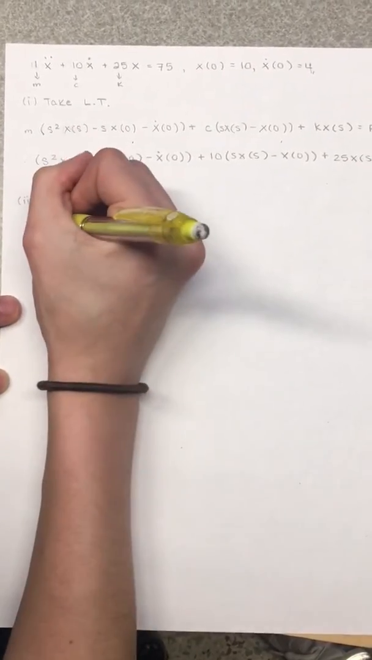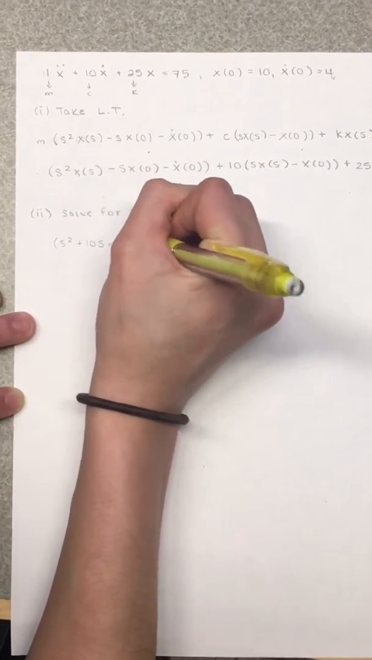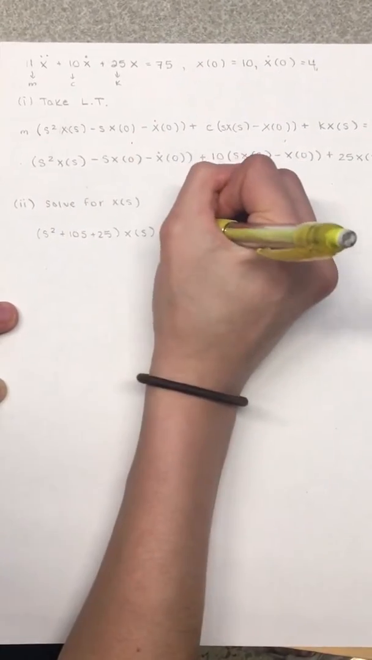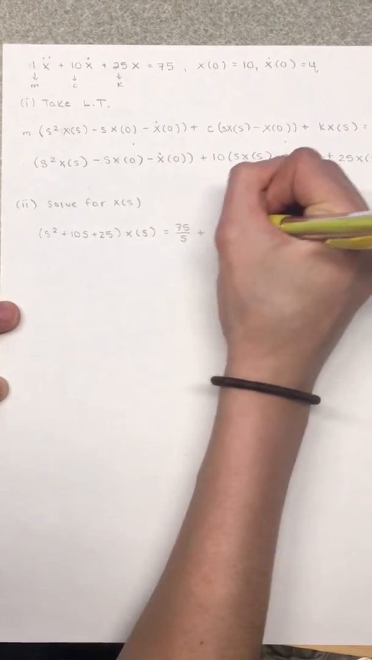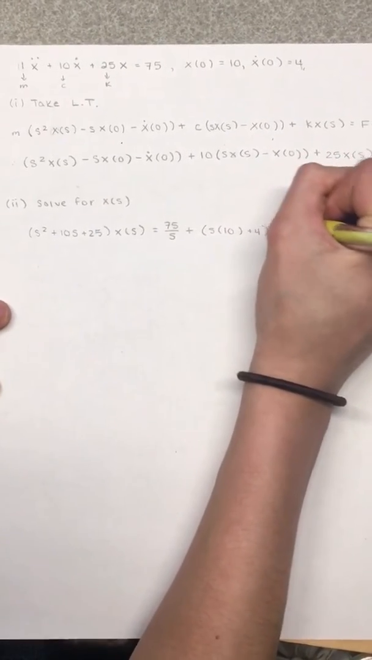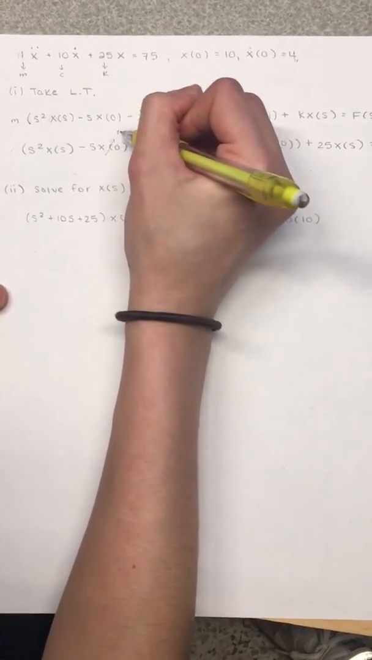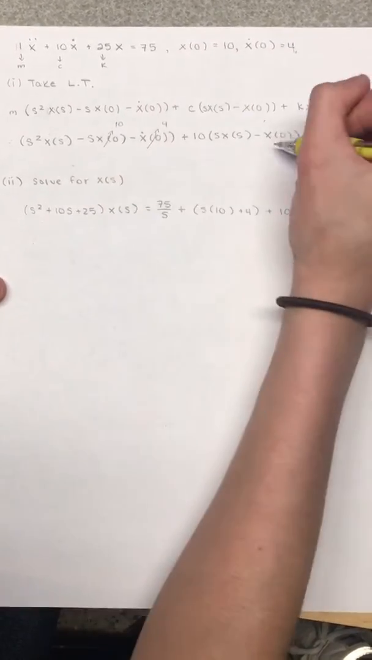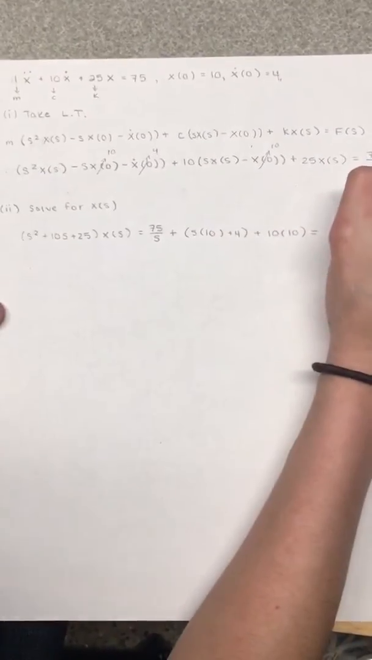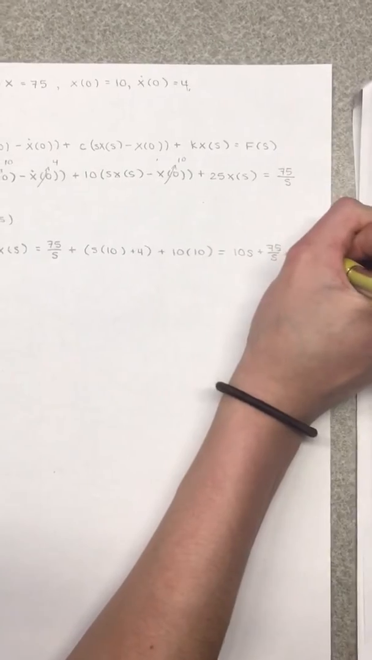So we're just going to rearrange this into an easier form. So (s squared plus 10s plus 25) X(s) equals 75 over s plus s times 10 plus 4 plus 10 times 10. And that was from applying your initial conditions. So here this is 10, x dot of 0 is 4, and then this is also 10. Then simplifying this out even further, you're going to get 10s plus 75 over s plus 104.